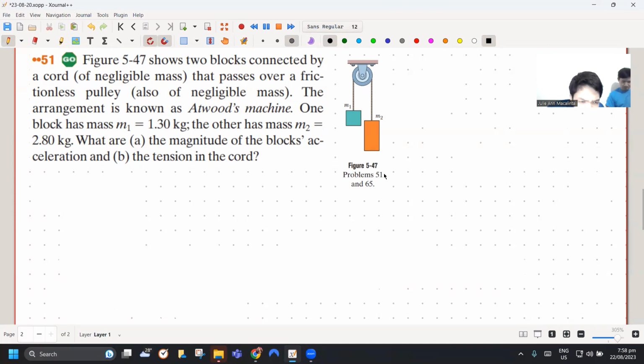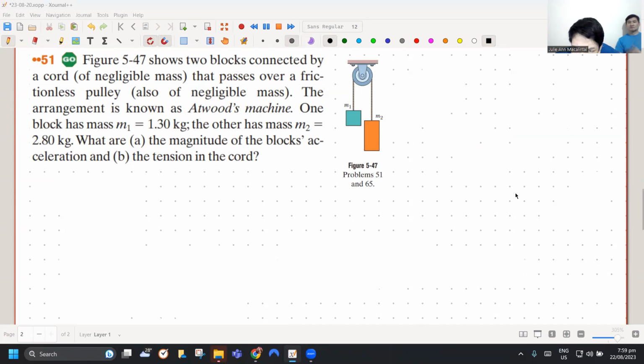So here we know that the first mass is 1.30 kilograms and the other one is 2.80 kilograms. What is the magnitude of the block's acceleration and what is the tension in the cord? Assuming that the cord is massless and the pulley also has no mass and is perfectly frictionless. So let's draw a free body diagram. Free body diagram first.